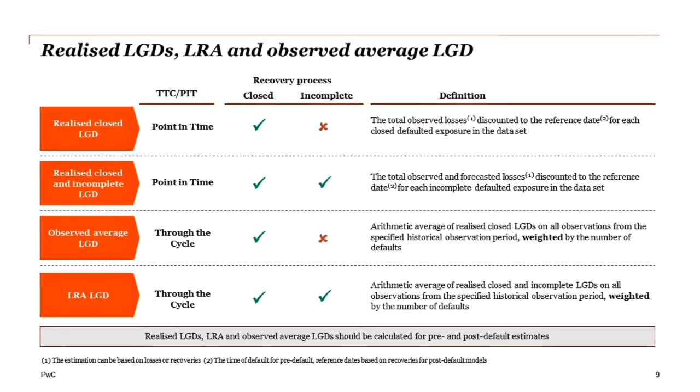But the critical difference is the observed average LGD is not including the incomplete cases, whereas the long-run average LGD is including the incomplete cases in the estimation procedure. And all of this needs to be calculated for both pre- and post-default estimates.